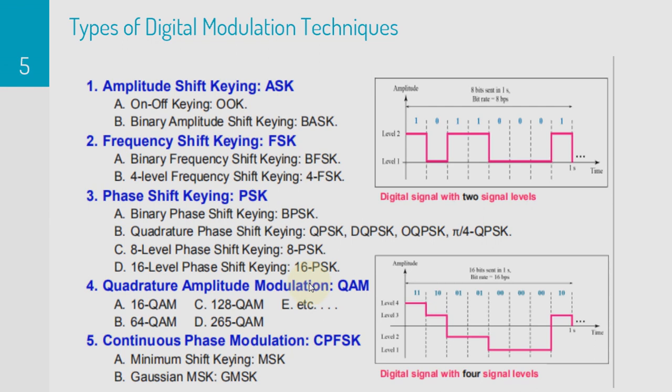The next one is quadrature amplitude modulation, QAM. There are different forms of QAM, like 16 QAM, 128 QAM, 64 QAM, 256 QAM. The next one is continuous phase modulation, that is minimum shift keying and Gaussian minimum shift keying, GMSK.